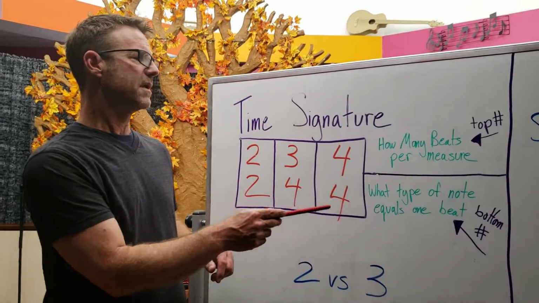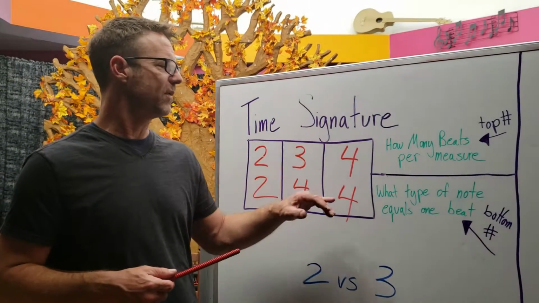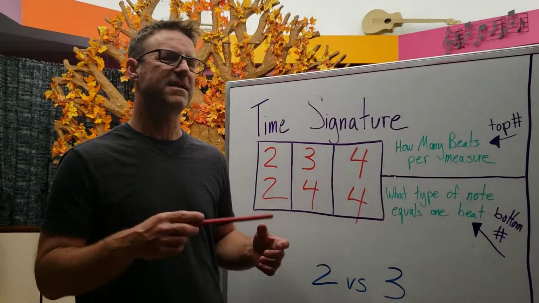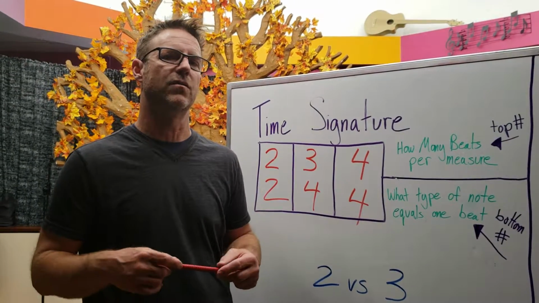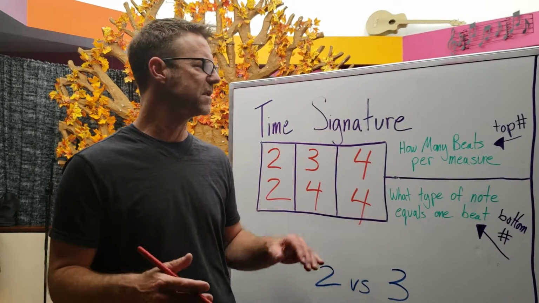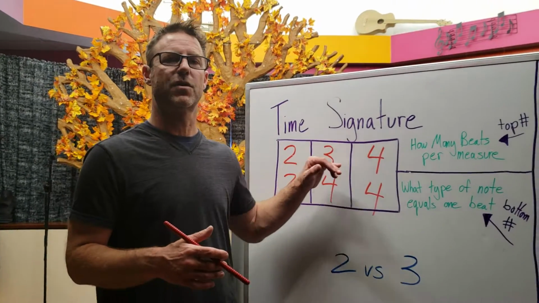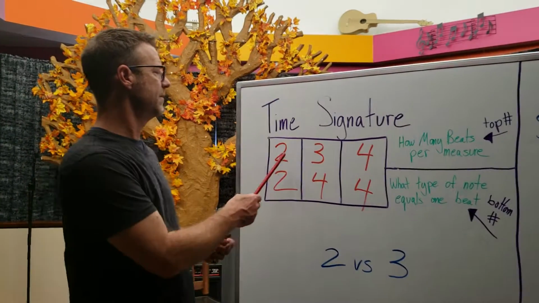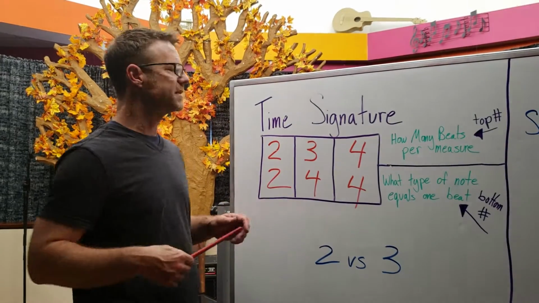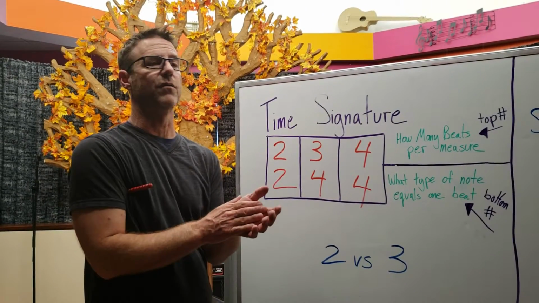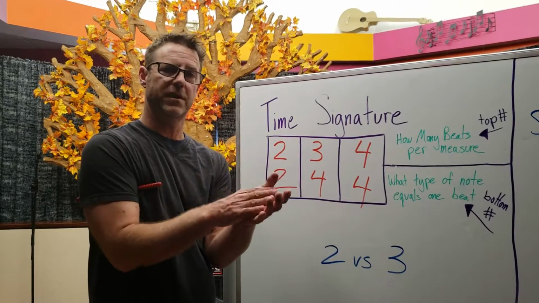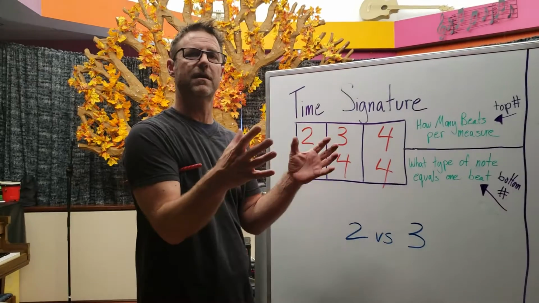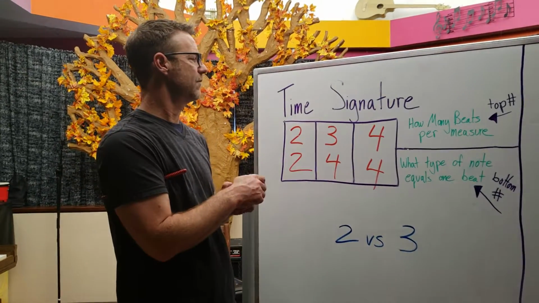The bottom number, we're not going to get into that too much right now, but it tells us which type of note equals 1 beat. That gets into rhythmic notation, and we're not going to worry about that right now. We're just going to focus on the number of beats per measure, the top number. So if we have a time signature of 2/2, we're just counting to 2 over and over. We would go 1, 2, 1, 2, 1, 2, and the notes would fall within that time signature.